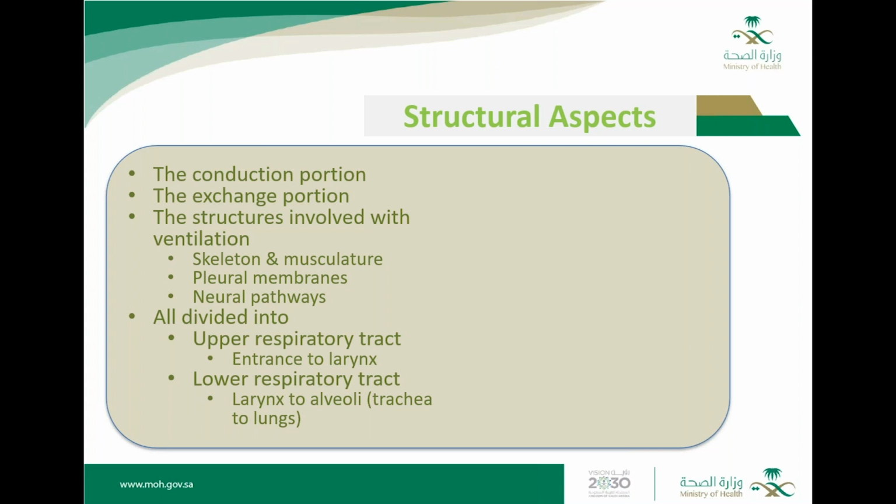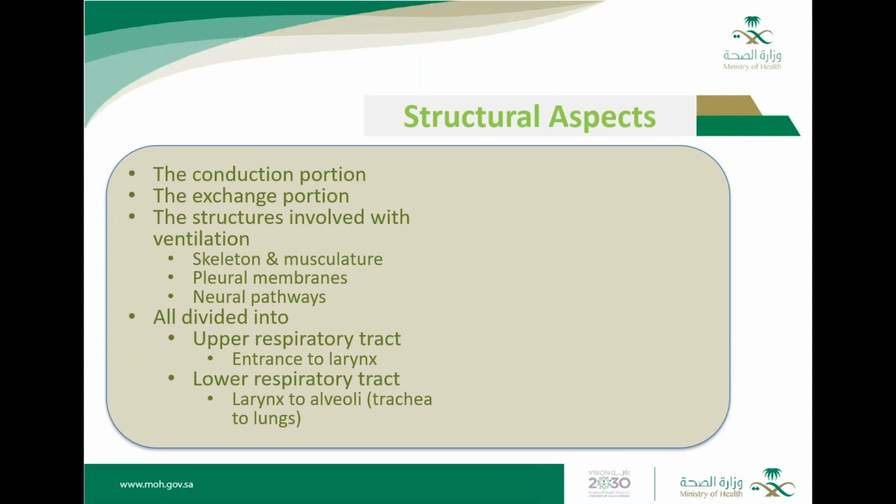And then the structures involved in ventilation include the skeleton and musculature, which are important for the movement of gas in and out of our lungs. The pleural membrane plays a very important role by maintaining a constant negative pressure in our chest, which makes it easy for us to breathe in and maintain our lungs at an inflated state and prevent them from collapsing. Then we have the neuronal pathways, which serve as a biofeedback mechanism, an input mechanism to our central respiratory centers that would modulate breathing in case there are changes.